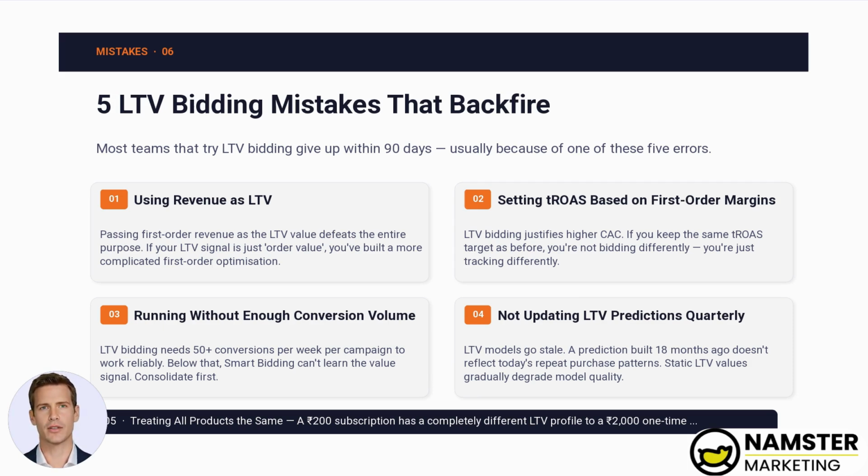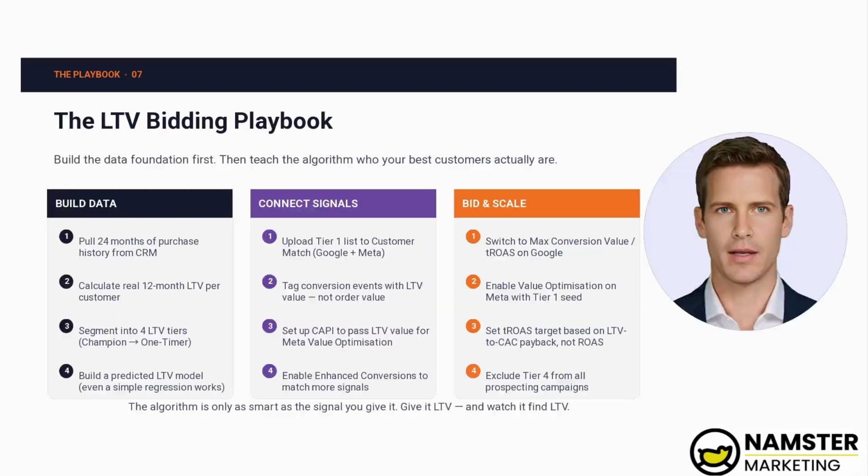Fourth, using stale data. LTV predictions must be updated at least quarterly to reflect current market trends. Finally, don't treat all products the same. A 200 rupee subscription has a vastly different LTV profile than a 2,000 rupee one-time purchase. Avoiding these pitfalls is crucial for long-term success and ensures that your value-based bidding efforts actually yield the higher margins you are looking for. To conclude, let us look at the LTV bidding playbook.